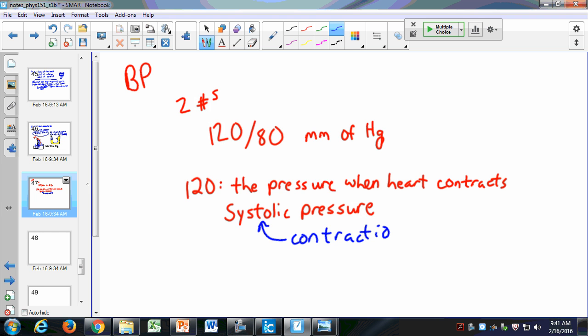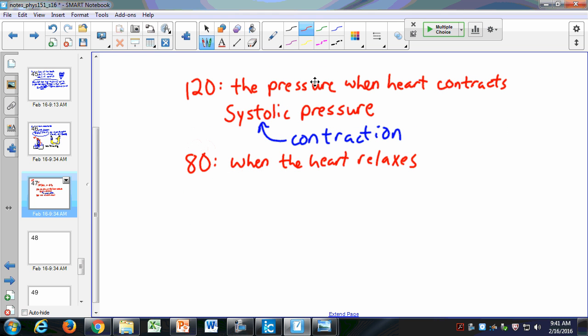You'll need to know the definition of these, sort of what this means. What is systolic? What is diastolic? If you don't know that now, then you'll need to know. And then the lower number, the 80, is the pressure when the heart relaxes. And this is called what pressure? The diastolic, right? And diastole actually means, do I know what it means? Yeah, it means a drawing apart.